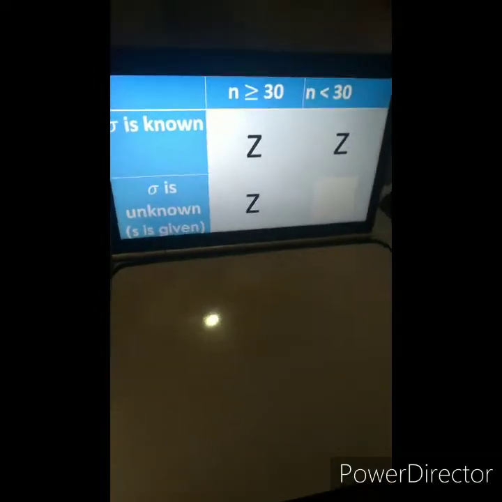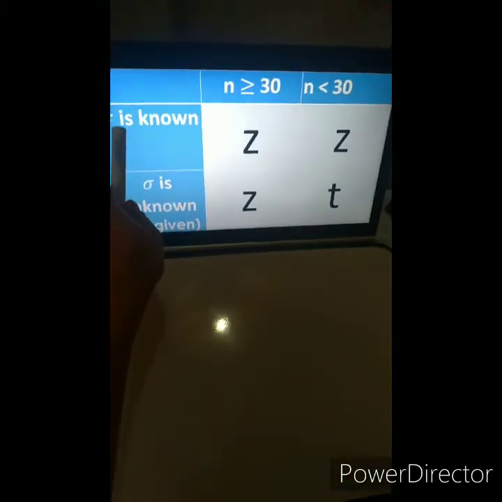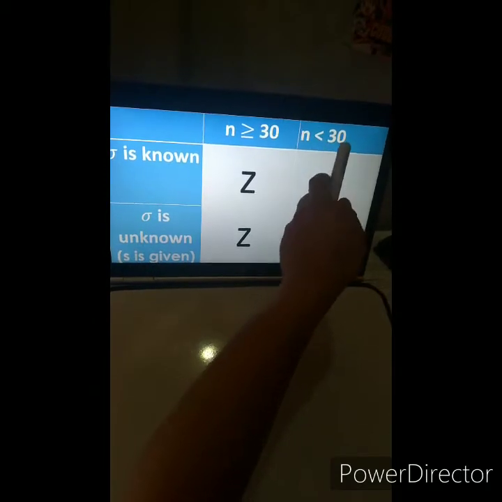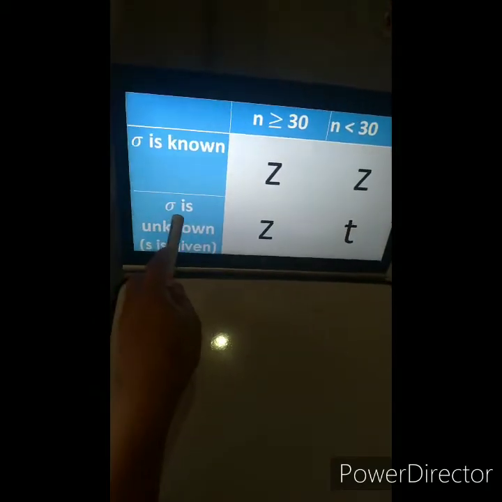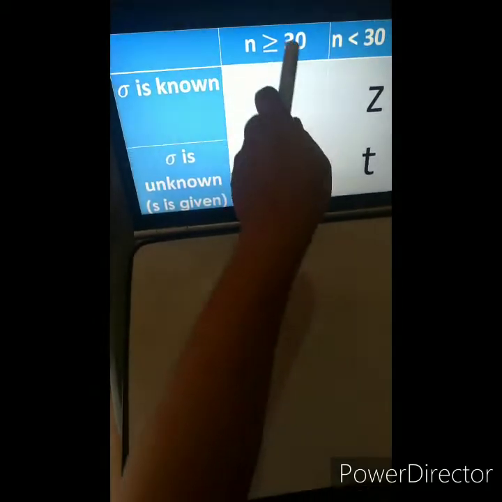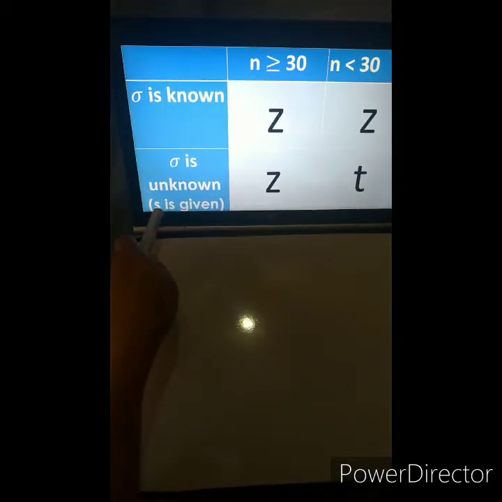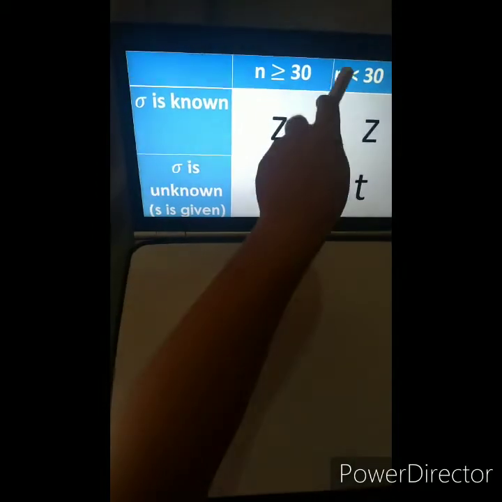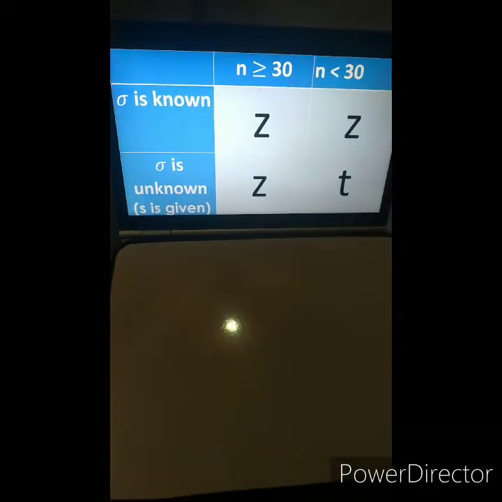Okay, so to summarize again. If the population standard deviation is known and n is greater than or equal to 30, z-test. If n is less than 30, z-test. If the standard deviation is unknown and n is greater than 30, but the sample standard deviation is given, you could use z-test, and if n is less than 30, t-test.